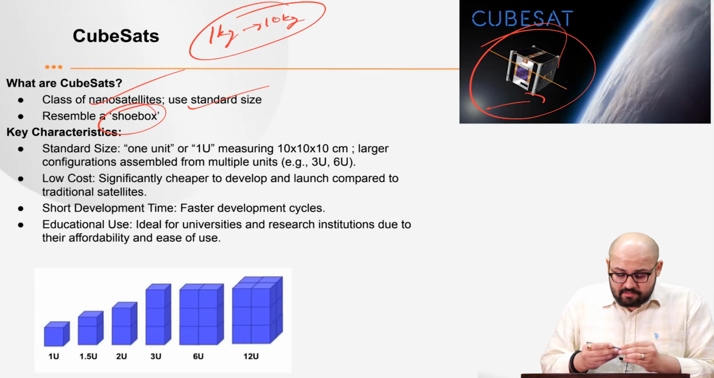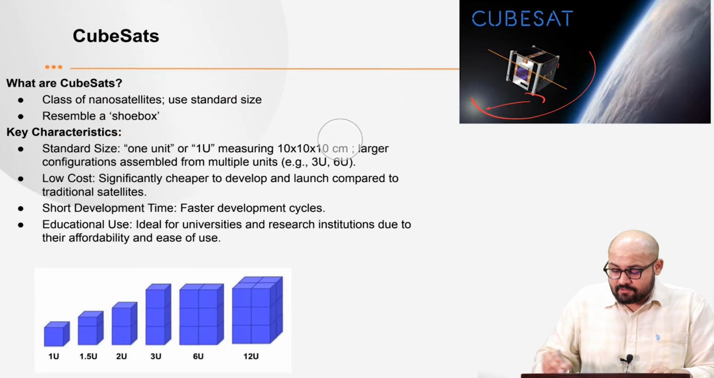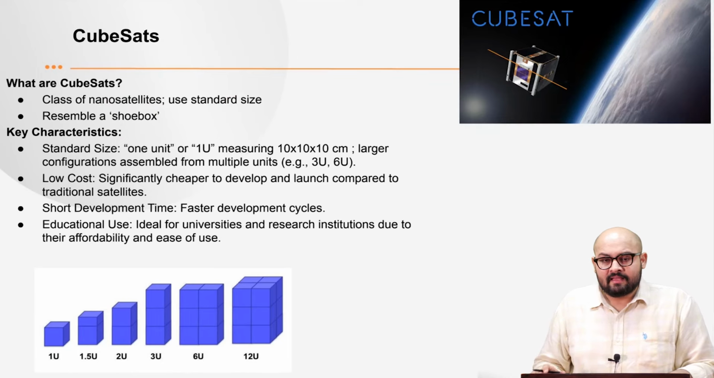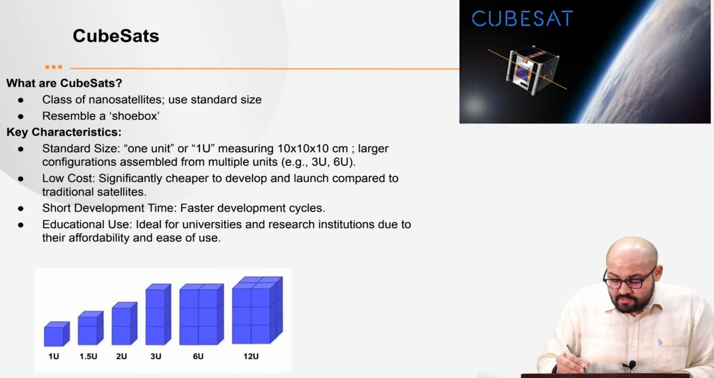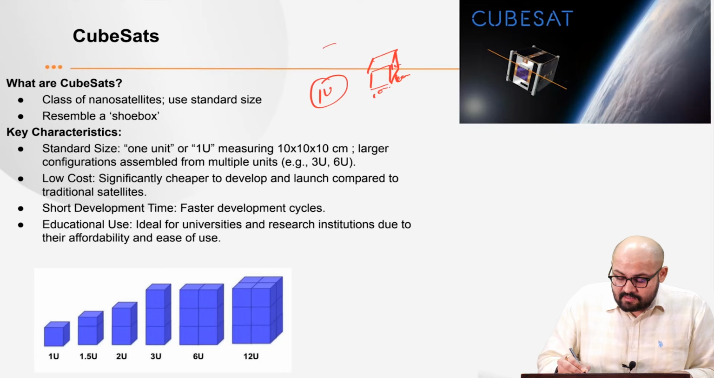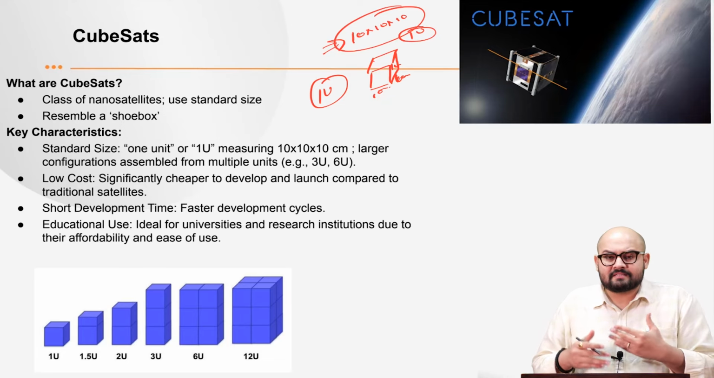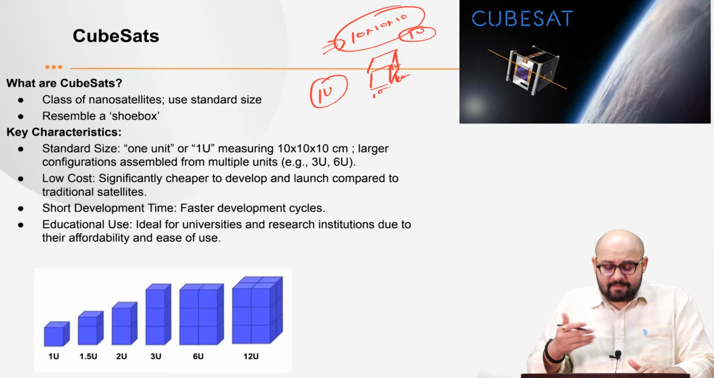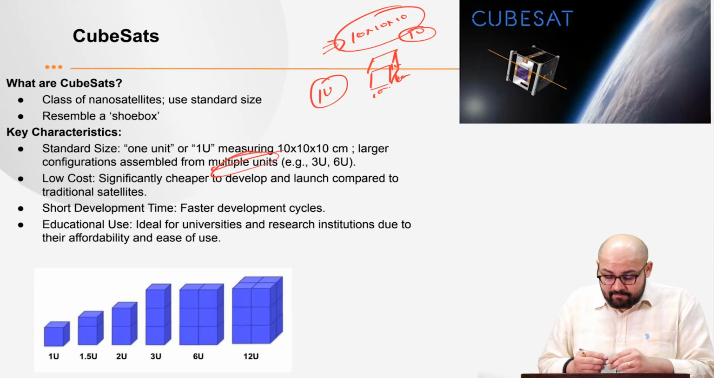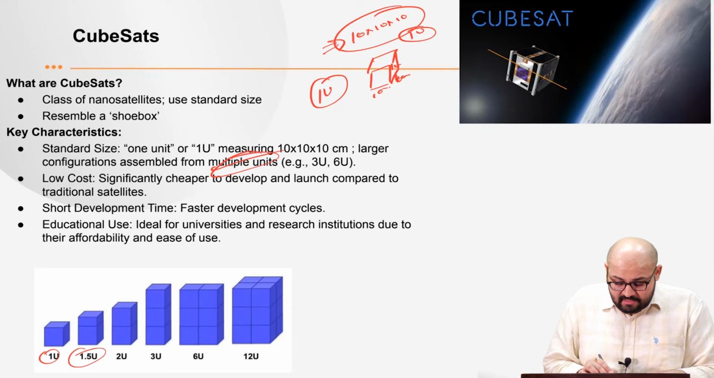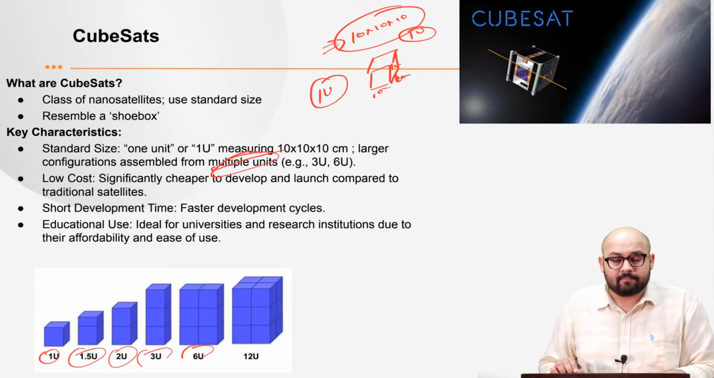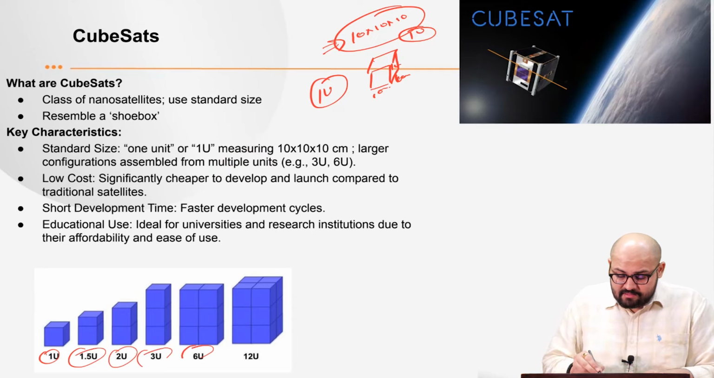Now, what are the key features of the CubeSats? See, as I told, they have a standard size. We have 1 unit of a CubeSat, which is known as 1U. Now, this implies a cube of 10 centimeters, 10 centimeters and 10 centimeters. That is, the volume is 10 into 10 into 10. This is 1 unit of a CubeSat. Now, on the basis of this 1 unit, we have got multiple units. So it can be 1 unit, 1.5 units, 2 units, 3 units, 6 units, whatever, right? So this is the standard size.